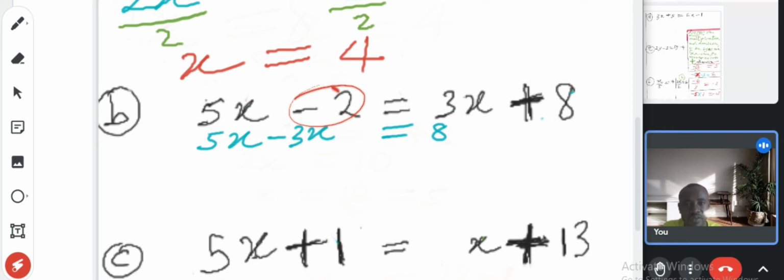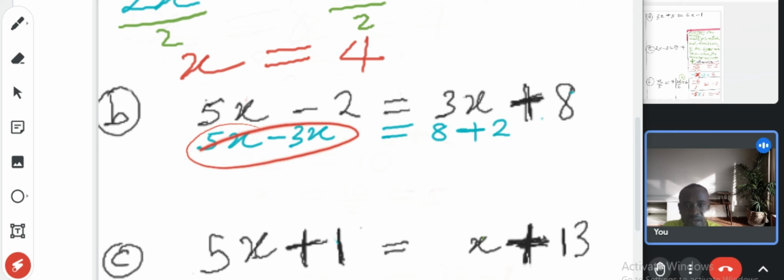So it will still be a plus 8, but the minus 2 will move across. Once anything crosses the equality sign, it changes its sign, from minus to plus, from plus to minus. So it is a minus, it changes to plus. Okay, so eventually we're going to have, so solve this. Solve this, and then you solve the other one too. Let's go.